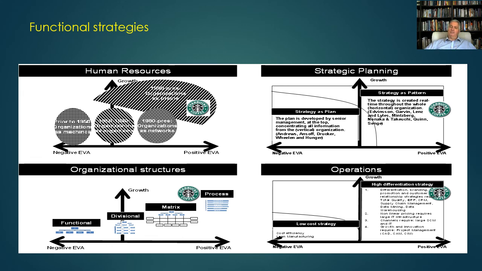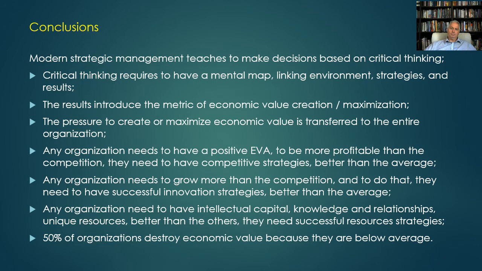What really matters for you is that these graphs are also maps connecting environment, strategies, and results that reflect critical thinking. And once you define the overall strategy, all the others follow the same rationale, linking strategies with results and with environment. So you see, it's critical thinking. So what are the conclusions of your experiential learning? The conclusions are very, very important.